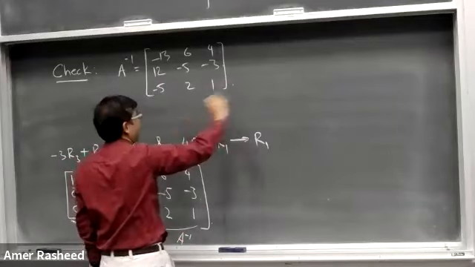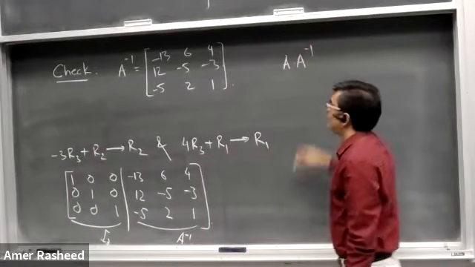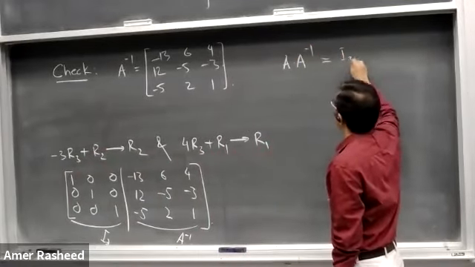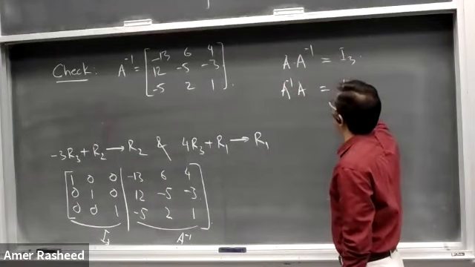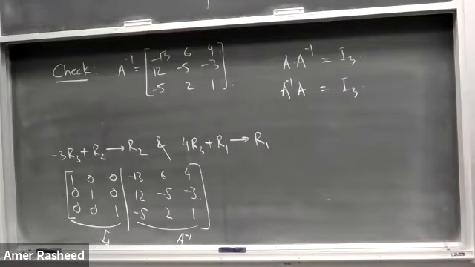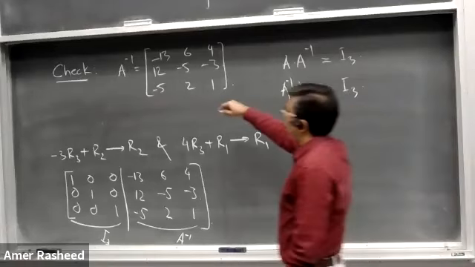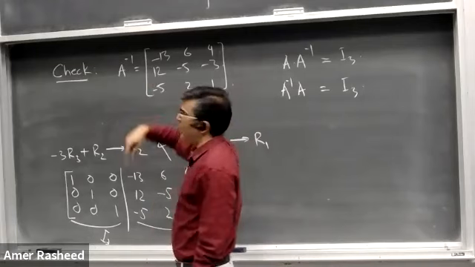Now, how can we check it? You just multiply A and A inverse. You should get the identity matrix of order 3. Or you can multiply A inverse and A. You should again get the identity matrix of order 3. So this is basically a kind of verification. We can verify in this way whether we have found the correct inverse of the given matrix or not.